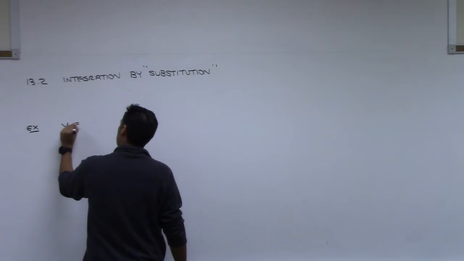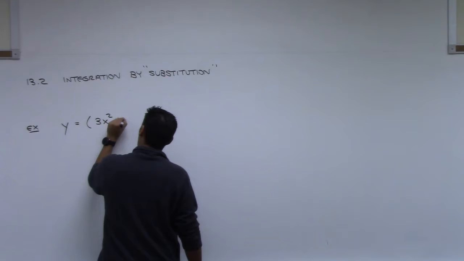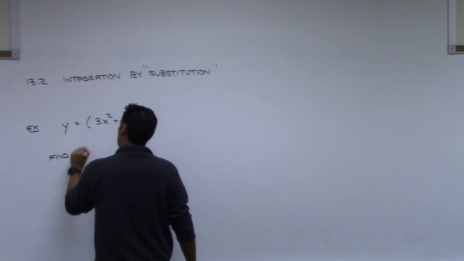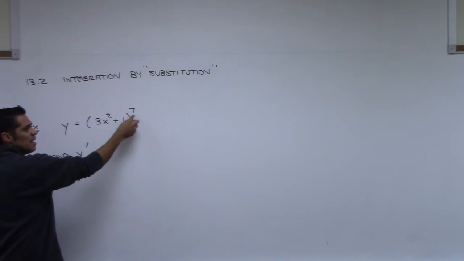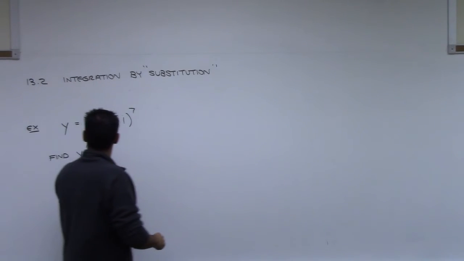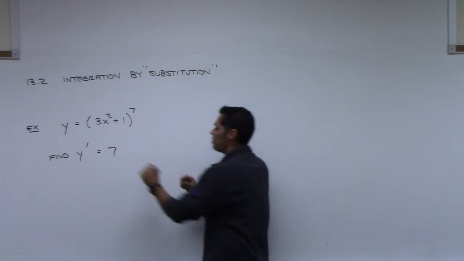If y is equal to, let's say, 3x squared plus 1 to the 7th power, and I ask you to find y prime, let's see who remembers how to do that. How do I take the derivative of that? Use the power rule with chain rule, right? It's the chain rule also. So you would say, okay, I've got something to the 7th power, right? So 7 would come out first. And then what? The same thing. You don't touch it, right? You just leave this alone.